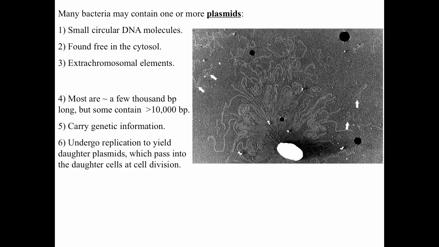When E. coli and bacteria undergo replication, they also replicate the plasmid as well. So the plasmid also will become replicated, and then those replicated plasmids will be passed into the daughter cells at cell division. And plasmids are also found in yeast as well as other fungi, in addition to bacteria.